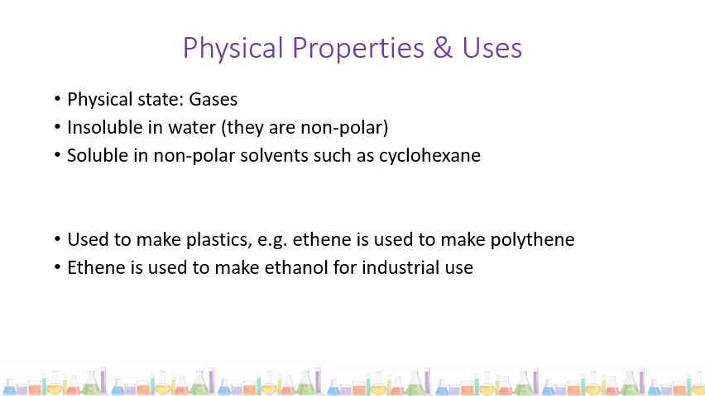The uses, alkenes are used to make plastics. For example, ethene is used to make polythene, and ethene is also used to make ethanol for industrial use.